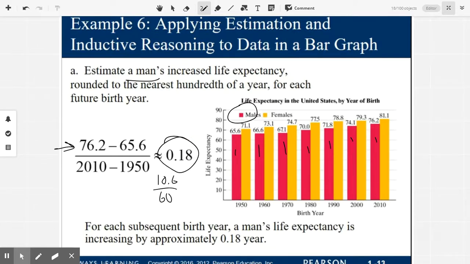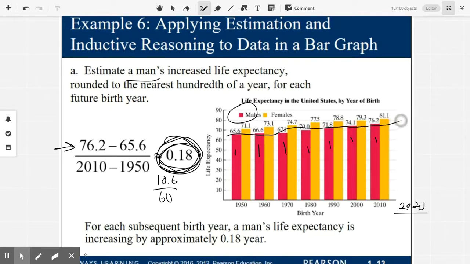Now, what does that 0.18 mean? All right. Well, it means life expectancy per year, right? So each year, the male's life expectancy is going up by 0.18 years. This is what's going to allow us to make a prediction. If I know it's going up 0.18 years and I want to know what is going on in the year 2020, this year, what is the male's life expectancy based on this graph?